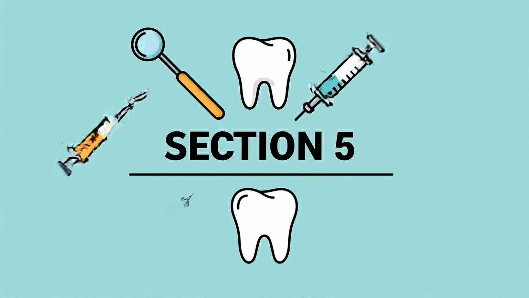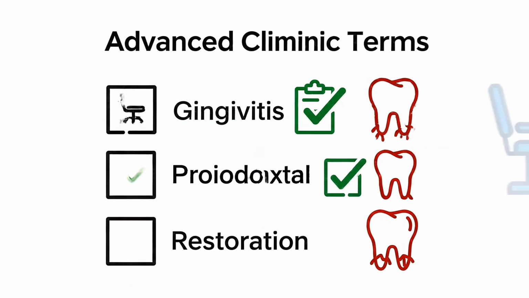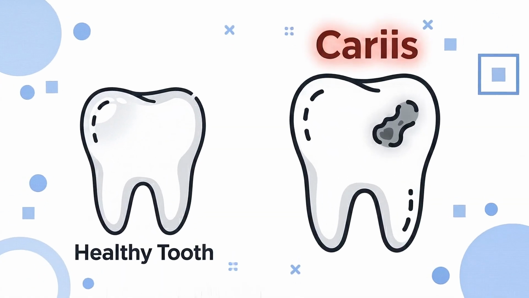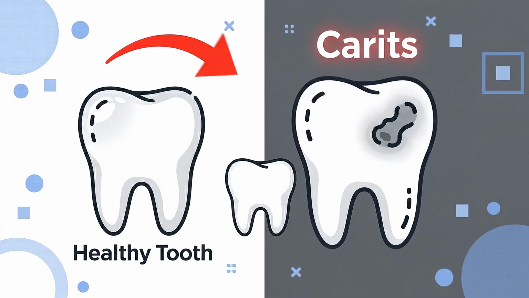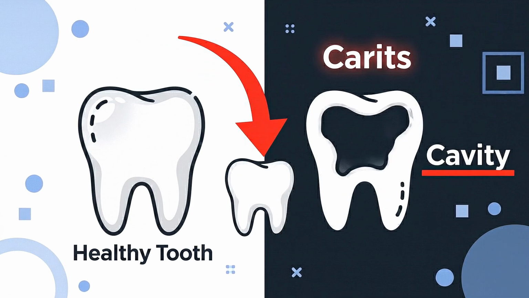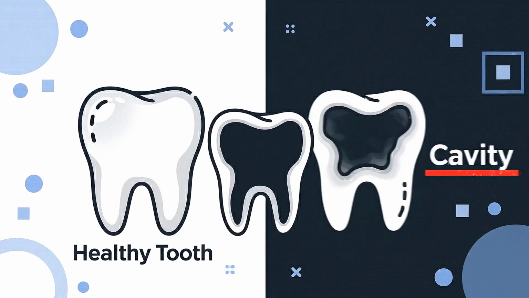Section 5. Clinical terminology you should know. Let's finish with advanced clinical terms that empower you during dental visits. Caries versus cavity. Caries is the disease process, tooth decay. A cavity is the actual hole it creates, so technically you have caries before you have a cavity.